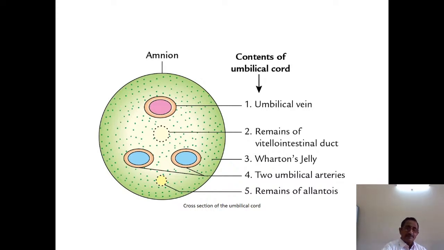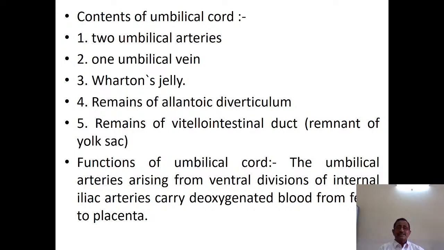So now the contents of the umbilical cord. We have seen two umbilical arteries, one umbilical vein. Umbilical arteries will always be round, whereas the umbilical vein is almost irregular in shape, maybe oval. And then the water jelly. I told you this water jelly is because of the disintegration of the mesodermal cells of the extraembryonic fluid. And remains of the allantoic diverticulum.